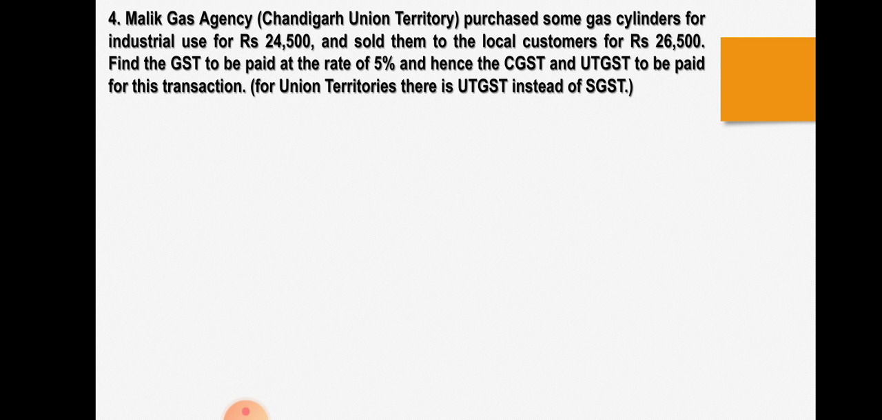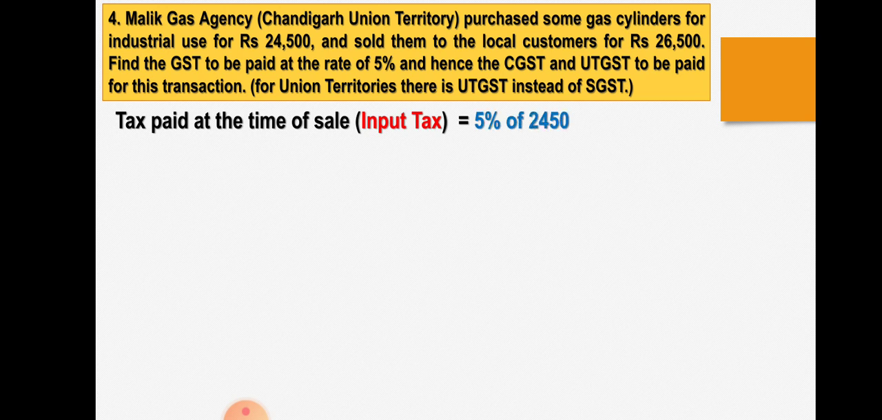The calculation will be the same. So you understand the question. It is different from the first three questions. In those questions it is directly mentioned that the particular dealer paid GST and collected GST. But in this question it is mentioned that the cost of the gas cylinder is 24,500 and for the customer the cost is 26,500. In this amount 5% GST is charged. So we will find the input tax based on 5% and the output tax based on 5%. So let's start.